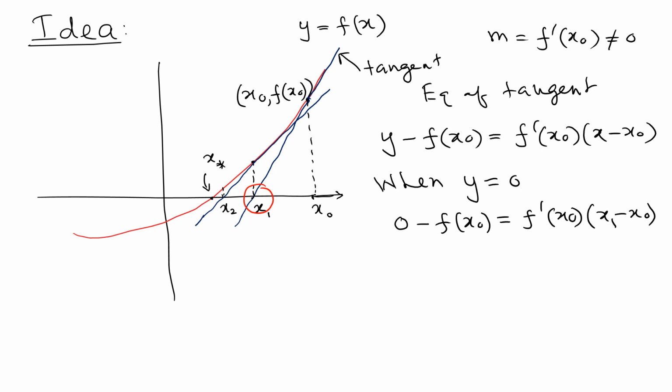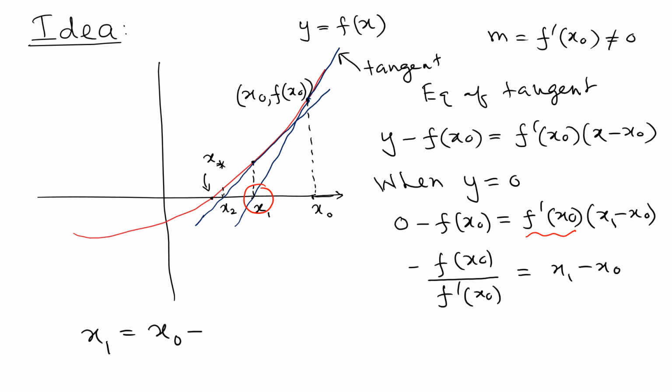So now we're going to solve for x1. This is very easy to do because we assume that f prime of x naught is not equal to 0, so we divide by that. We can write this as negative f(x naught) over f prime of x naught, which is equal to x1 minus x naught, and then we can solve for x1. If you move x naught to the other side, you get x1 equals x naught minus f(x naught) divided by f prime of x naught. So this is the formula where you can find x1.